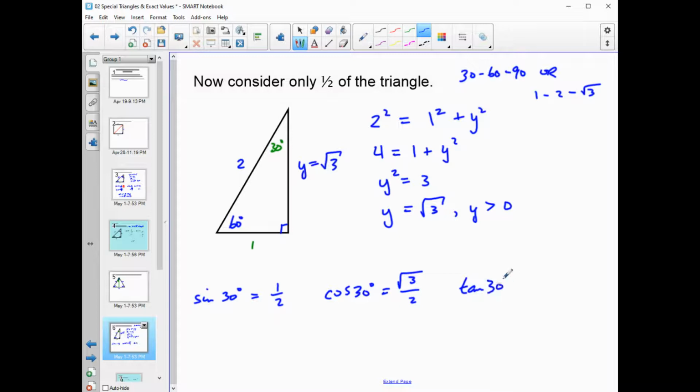The tan of 30 degrees is equal to opposite over adjacent. This is 1 over the square root of 3, which can be rationalized. Multiply top and bottom by root 3. That's going to remove the square root of 3 from the denominator, and we end up with root 3 over 3.